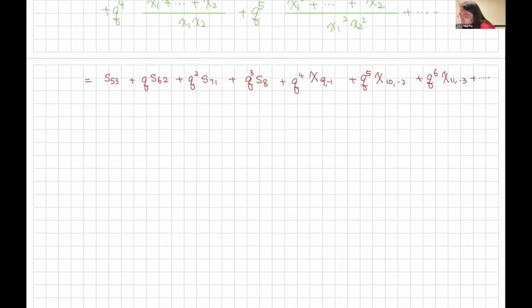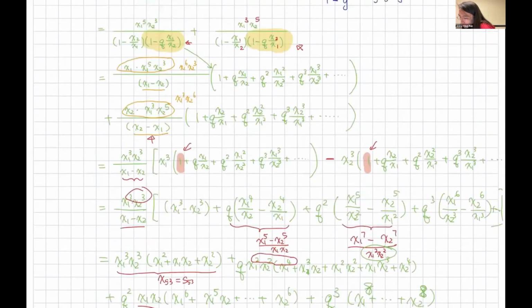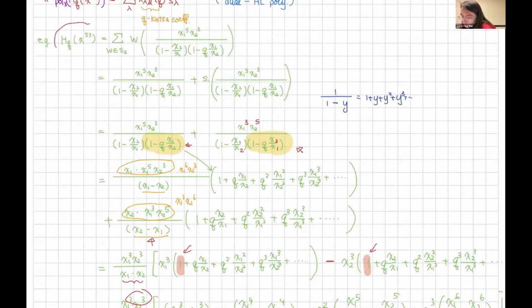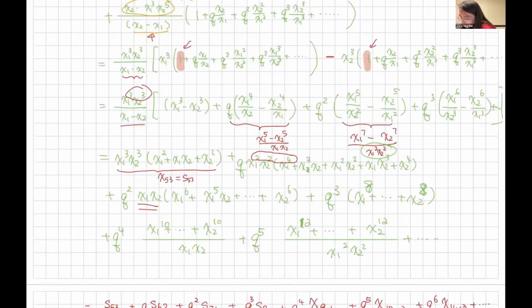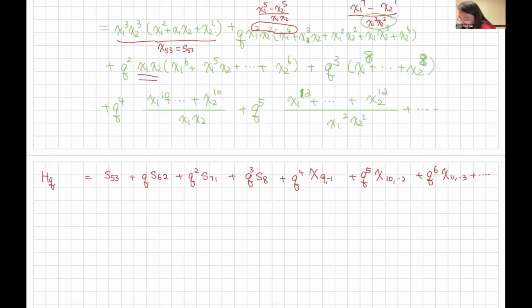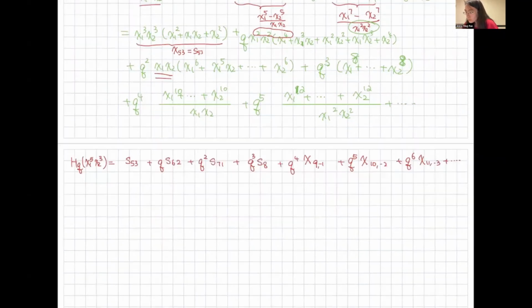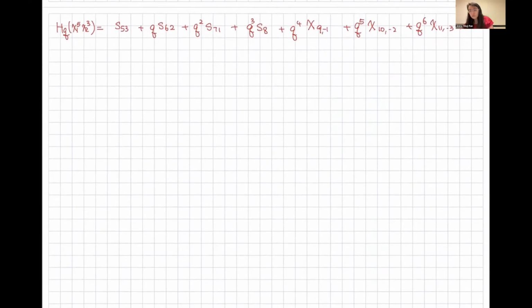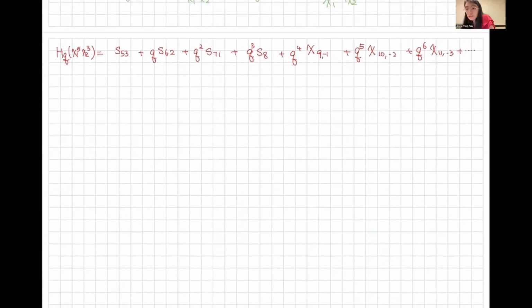Okay, so what is this? What did we calculate? We calculated this guy. That's the whole symmetrization on x1^5 and x2^3. And you get this guy. So you can see that it's a series already, right? It's not going to end. You can have more powers, more chi.